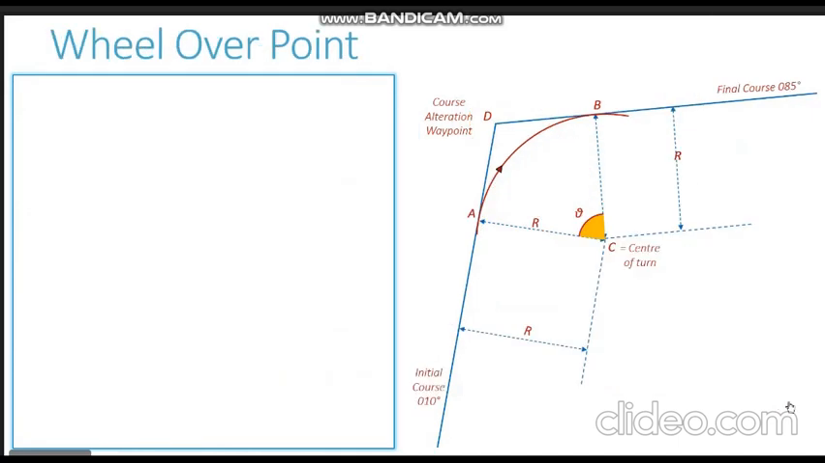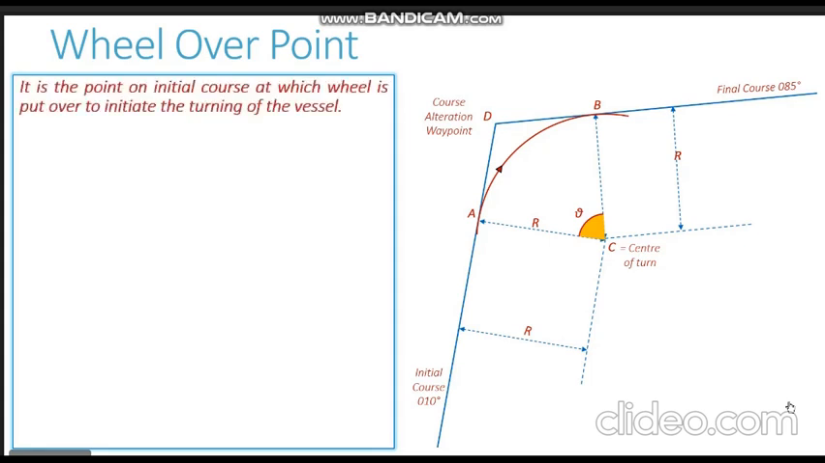We now move on to our next very important concept of the wheel over point and the wheel over line. Now these are very important references for executing a turn. Let us now understand what these references are and how they are obtained. The wheel over point is the point on the initial course at which the wheel is put over to initiate the turning of the vessel.